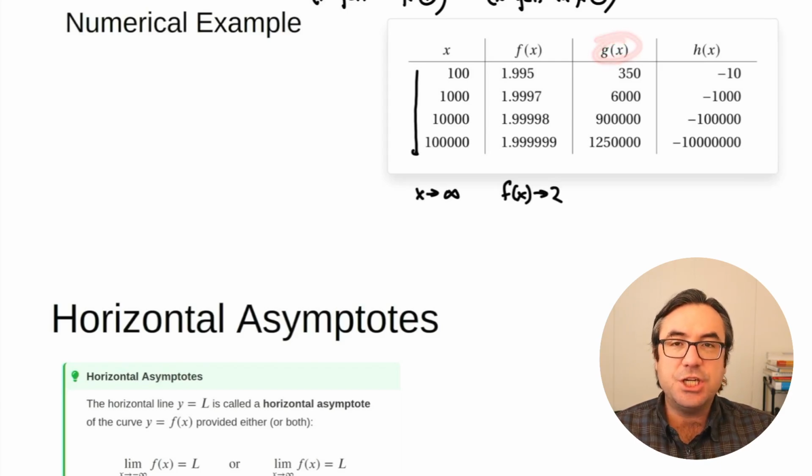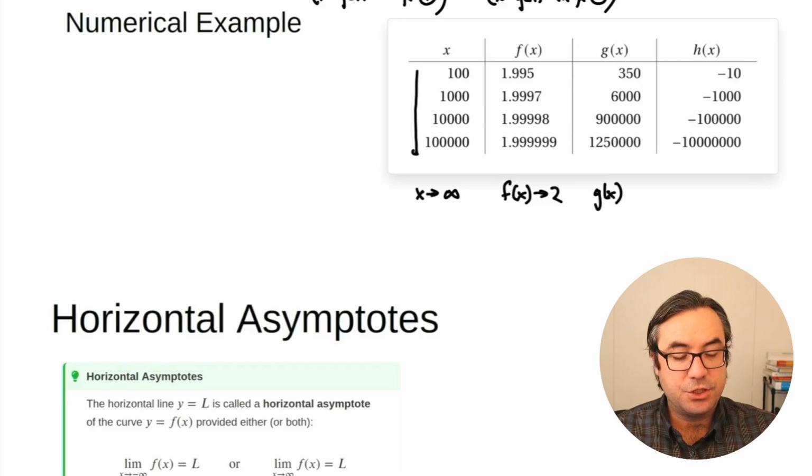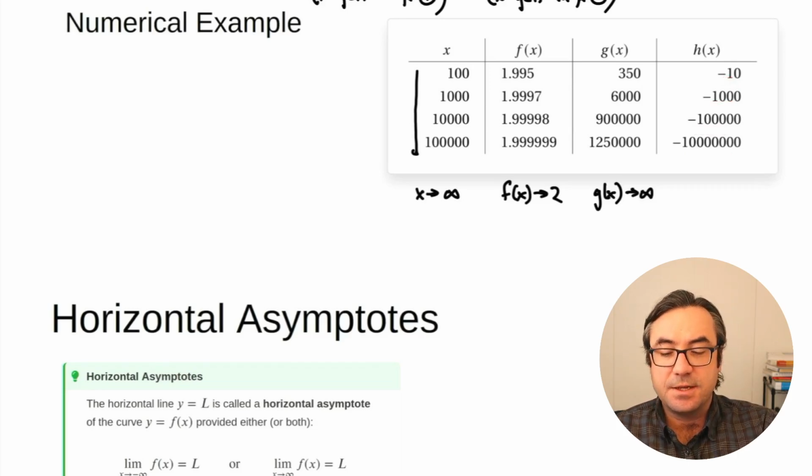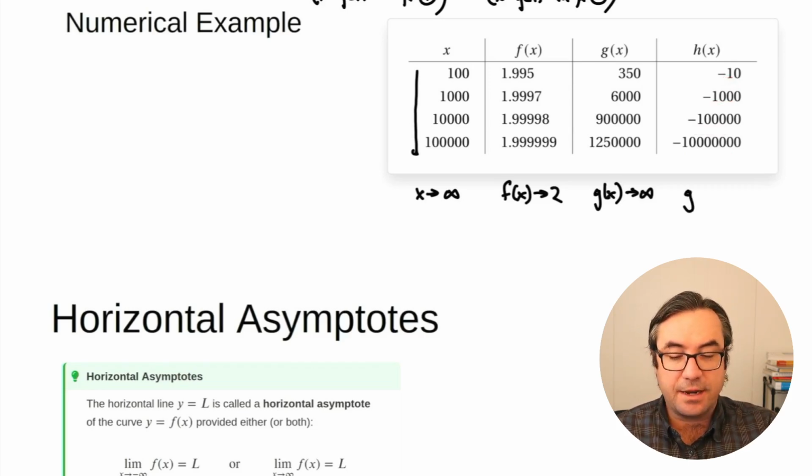If we look at the function g of x, and see what these numbers are doing, as the x values get larger and larger positive, the corresponding function values are also getting larger and larger positive. So we would say g of x is going to infinity. And then if we look at the third function, h of x, the corresponding function values are getting larger and larger negative. So we would say h of x is approaching minus infinity.